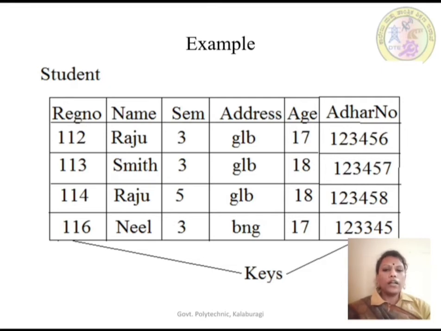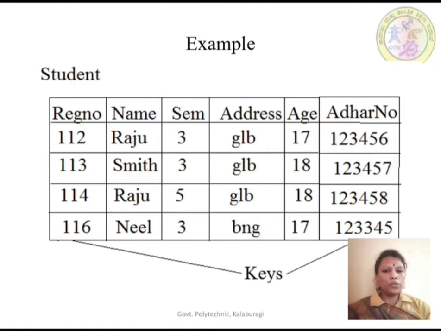And this student record also contains Aadhaar number. Each student will be having an Aadhaar number, and no two students have the same Aadhaar number. That means there is no duplication of Aadhaar numbers, right? Every student will be having a different Aadhaar number. That is the unique Aadhaar number. So using that Aadhaar number also, I can identify a particular student, right? So Aadhaar number is also a key.